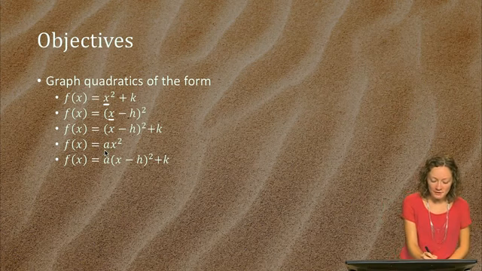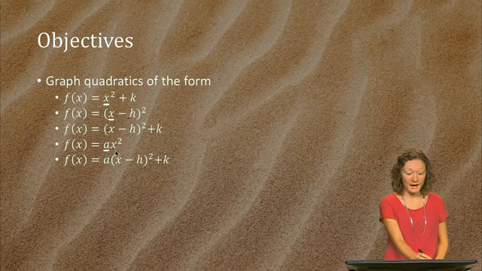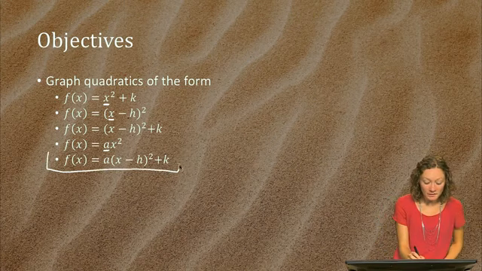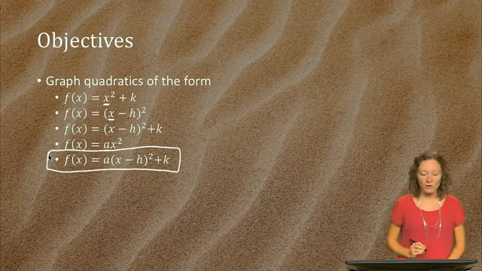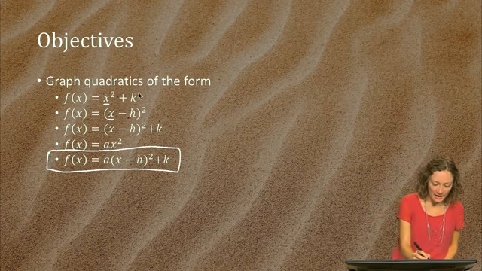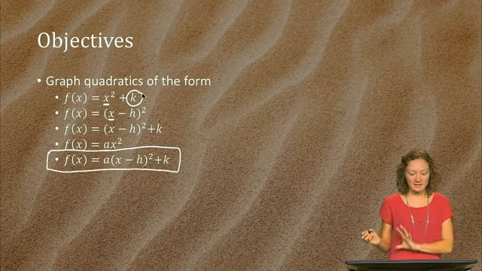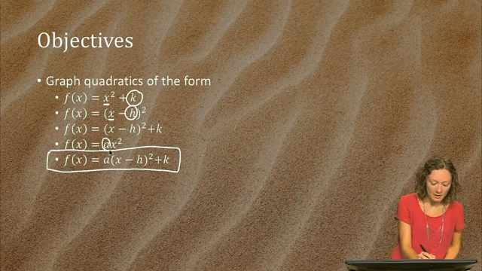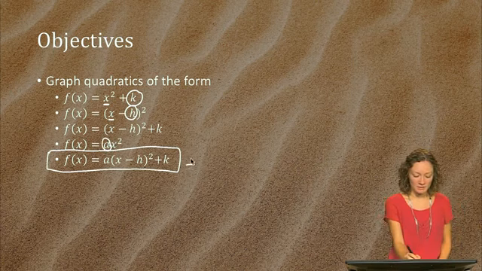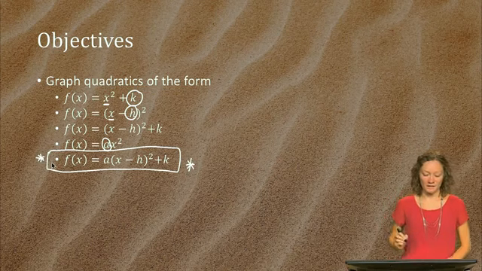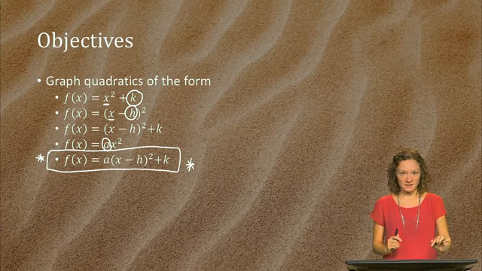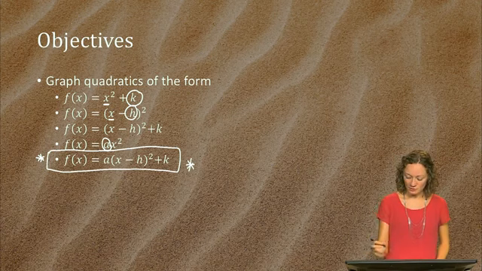The fourth version is if we multiply something by the x squared, so a number, positive or negative, being multiplied by the x squared. And the last version is the ultimate goal, which is the compilation of all 3 of those modifications. So we're going to look at what a number added or subtracted to the end does, a number added or subtracted inside the parentheses, and then a number multiplying by the quantity. And we'll see all of those things happening at once on this final objective. So the ultimate goal is the final objective. We're going to go through piece by piece to see what each thing does to get us to that final objective.